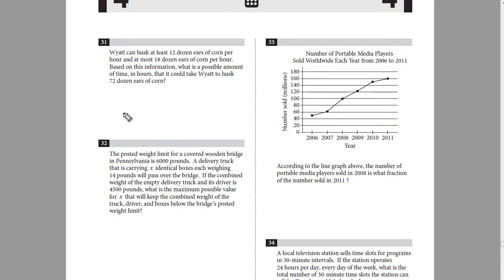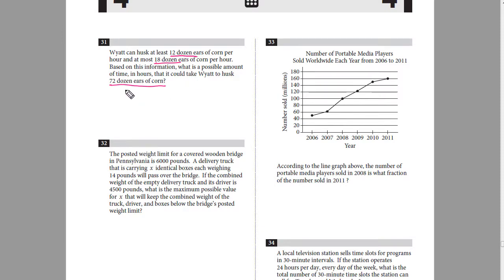Question number 31. White can husk at least 12 dozen ears of corn per hour and at most 18 dozen ears of corn per hour. Based on this information, what is a possible amount of time in hours that it could take White to husk 72 dozen ears of corn? So the total is 72 dozen ears of corn, and at least per hour he can husk 12 dozen, and at most he can husk 18 dozen.